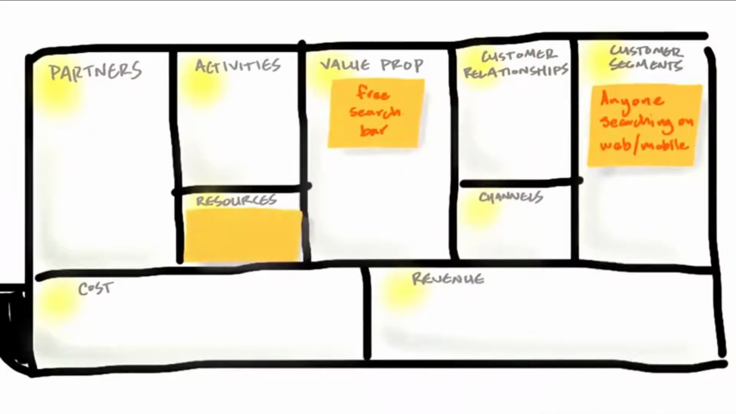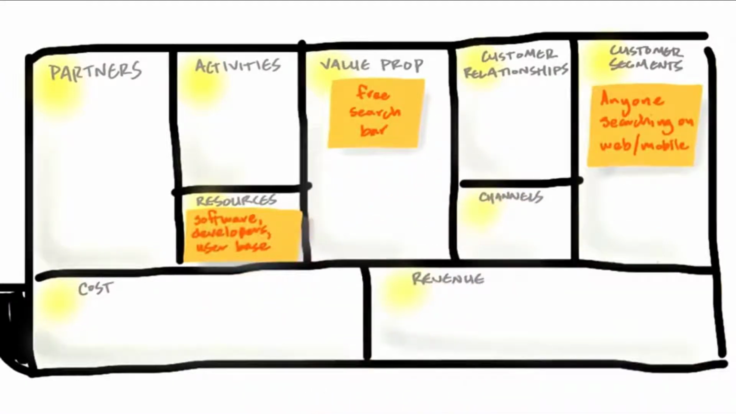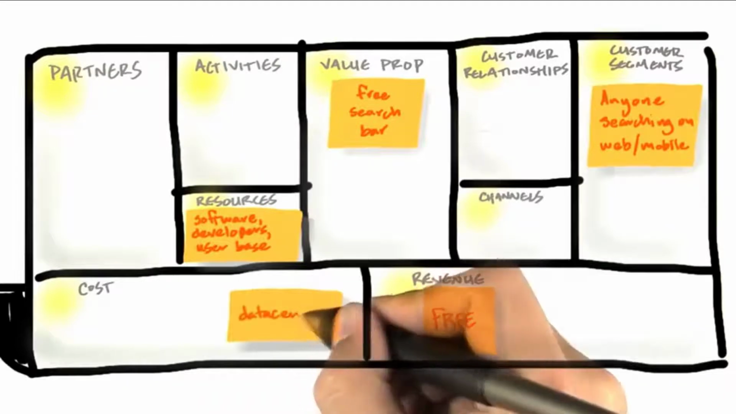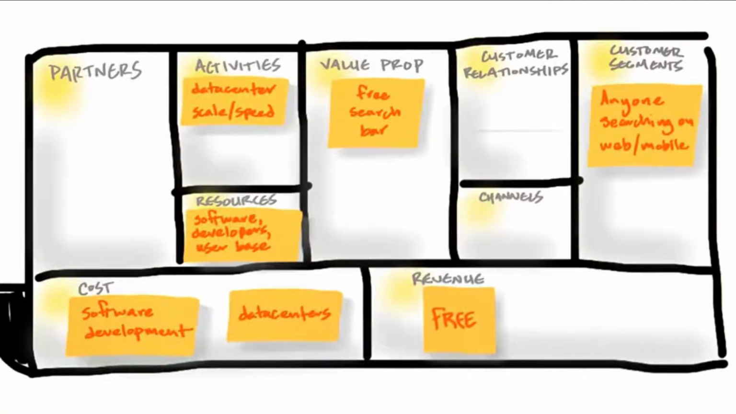And what are the key resources? Well, they need software, software developers, and an installed user base. But the key idea is this product is free. And if you think about the cost structure for this, it requires massive data centers and software development, and key activities are data center scale and speed. But the key idea is the revenue model is free. But Google Search is one of the most profitable businesses on the face of the earth. Well, how can Google do that?